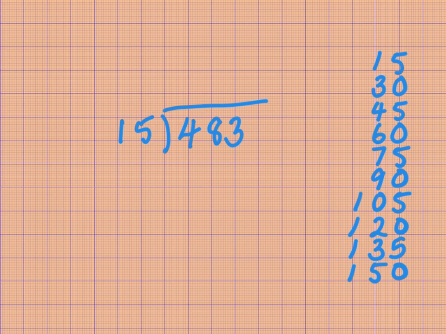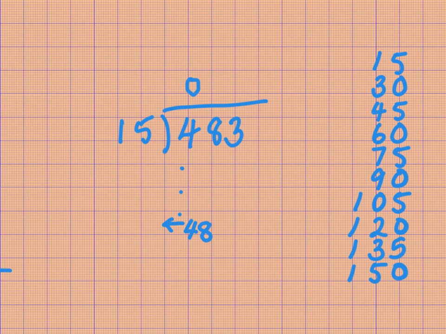So, how many 15s go into 4? 0. So 0 times 15 is 0. And I subtract that. 4 take away 0 is 4. And now I'm going to bring down my 8. How many 15s in 48? Again, going to my number line, 48 would be here. So it's 1, 2, 3. 3 lots of 15 is 45.